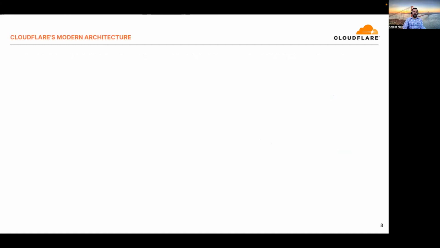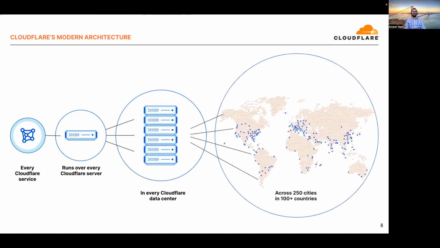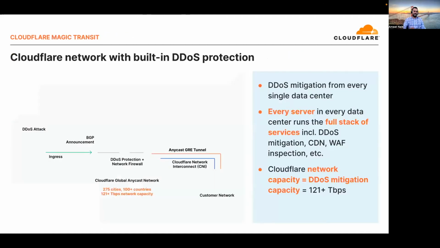So how does Cloudflare do this, and how do we do it differently? We built a more modern architecture where every service is capable of running in every data center in all of our locations around the world. As a result, we can use the entire Cloudflare network edge, all the data centers, every single location, to fight DDoS attacks.